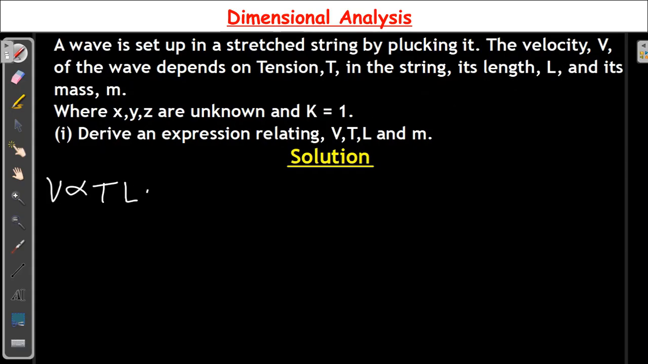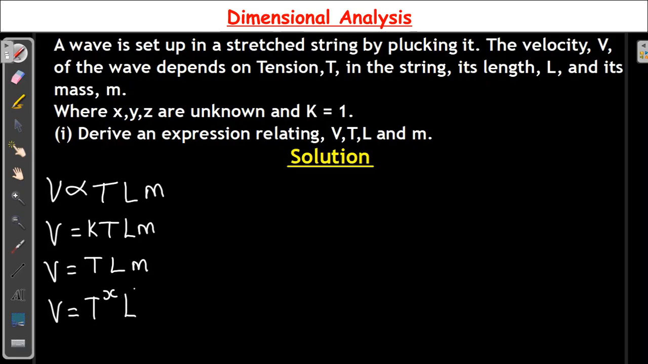So this can be written as v proportional to K times tension, L and M, where K is equal to 1. At this junction, what you have next is to put the powers X, Y, and Z on the right hand side of the equation, something like this. So v is equal to T to the power of X, L to the power of Y, mass to the power of Z.